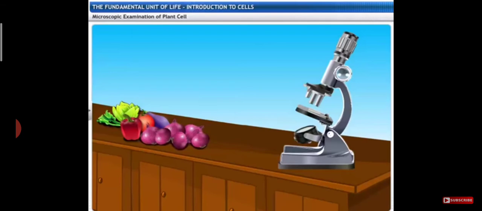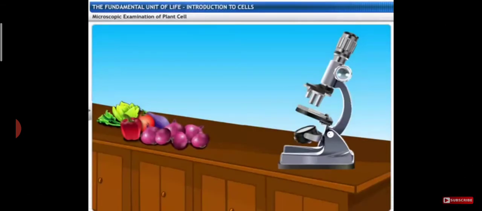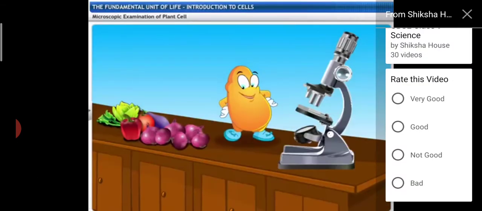Let's do a microscopic examination of a plant's cell. Once the schools are open, we will do it again. I will tell you how to use a compound microscope. But till then, you have to watch this video, how this compound microscope works and how we can make a slide from onion peel cells. Now, this is going to be fun.